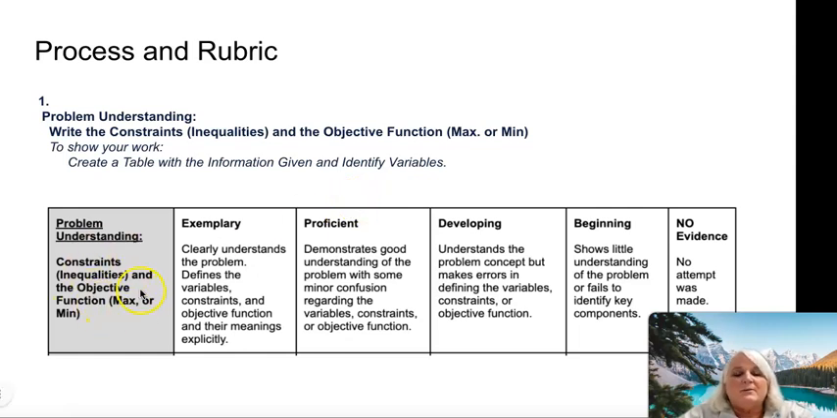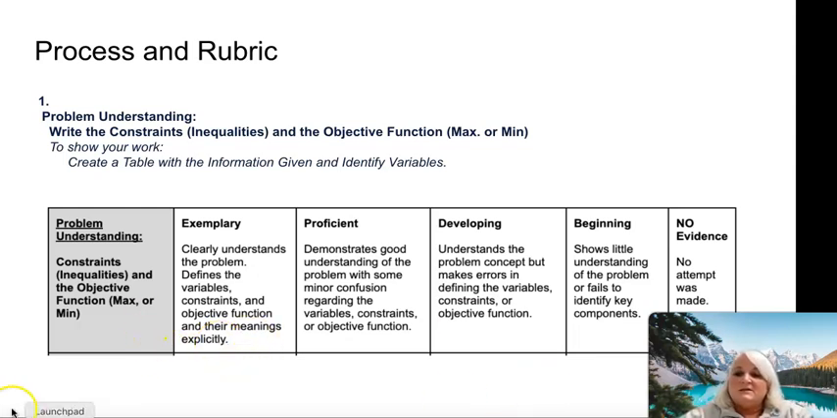So the rubric part for this is the problem understanding. You can write the constraints, inequalities, and the objective function, the max or the min. So we're going to concentrate on the exemplary piece, because the rest of it is where the errors are made. Okay? So clearly understands the problem, defines the variables, the constraints, and an objective function and their meaning explicitly.